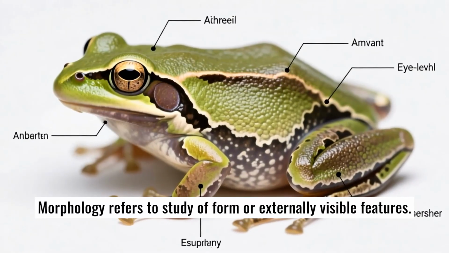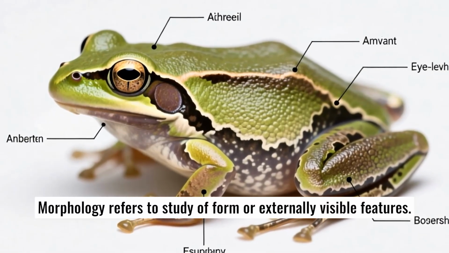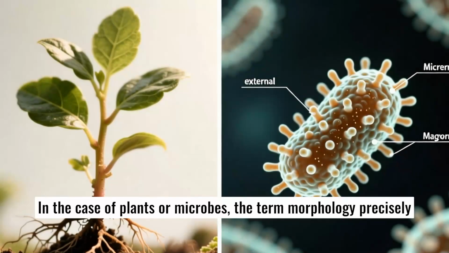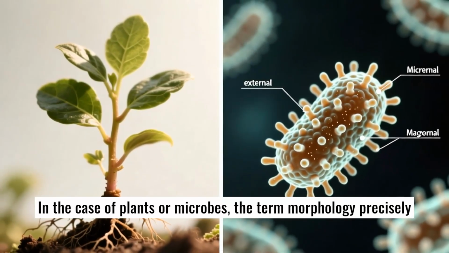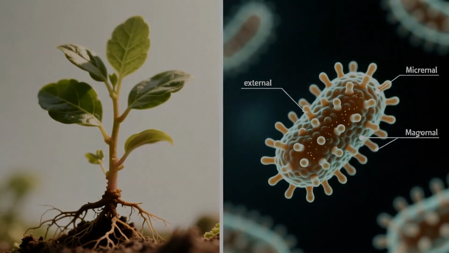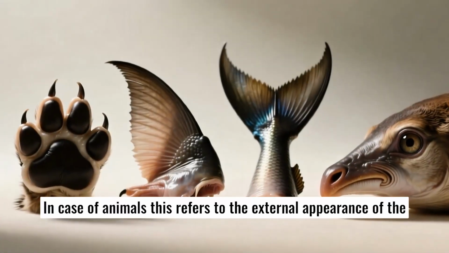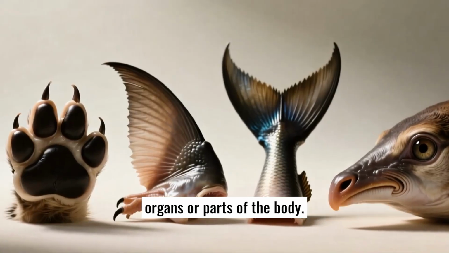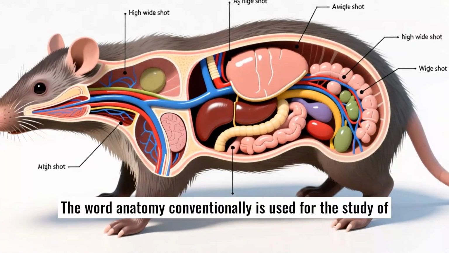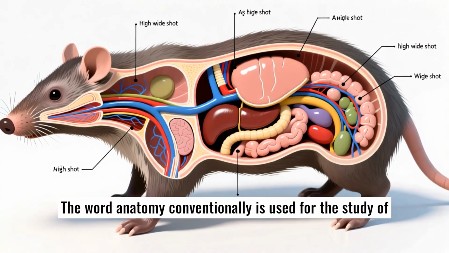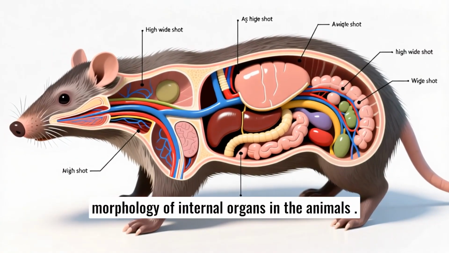Morphology refers to study of form or externally visible features. In the case of plants or microbes, the term morphology precisely means only this. In case of animals, this refers to the external appearance of the organs or parts of the body. The word anatomy, conventionally, is used for the study of morphology of internal organs in the animals.